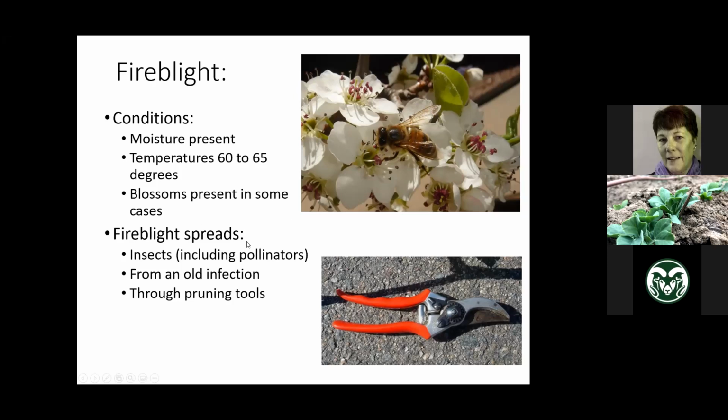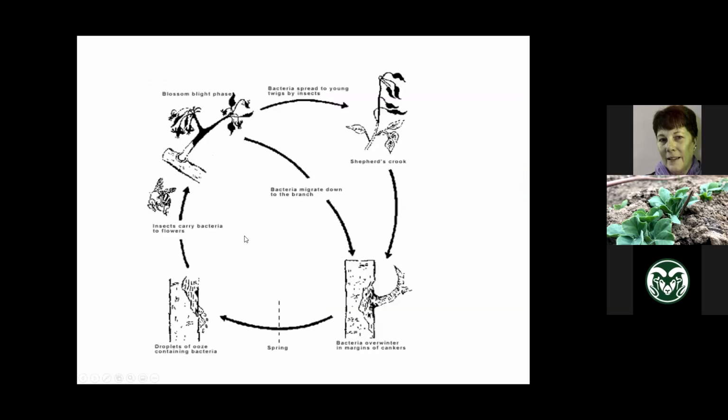Fire blight can also spread because it's an existing or an old infection, and it can also spread through pruning tools. And we'll talk about how to disinfest that in a moment. But the bacteria, of course, spreads. You get the blossom blight phase. It can spread to young twigs by the bees. It can migrate down the branch, so you get these cankers, and then these cankers can overwinter, and then in the spring they start growing again, and that ooze could come out of it that insects like, and they could move that to the flowers. And so it's a huge disease cycle of what can happen.